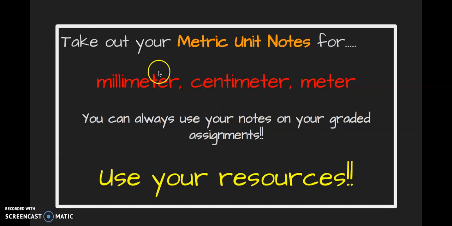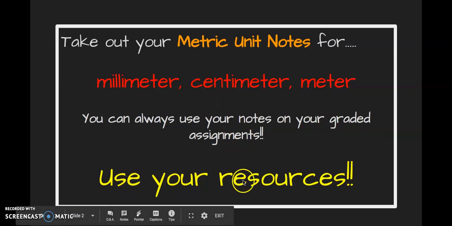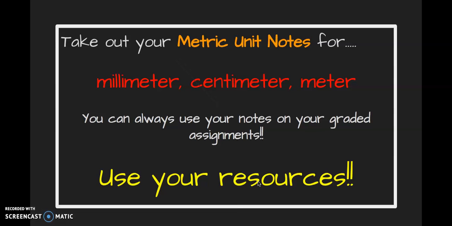So what you need so far is you need to take out your metric unit notes, the notes that we took for millimeter, centimeter, and meter. Take those out now. Those will help you on your graded assignment. You can always use your notes on your graded assignments, okay? So use your resources so that you can get a good grade the minute you turn in your work, okay?